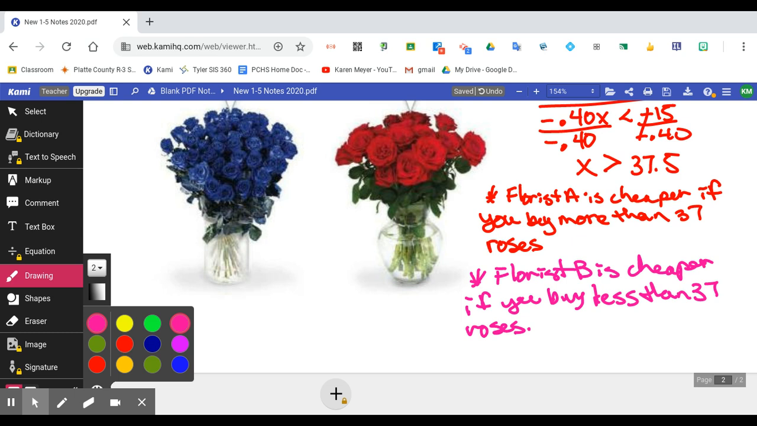And with word problems, you do not have to graph on a number line. Okay, so you'll notice that there is no graphing on a number line. So there's your two answers. And as always, if you have questions, please let me know.